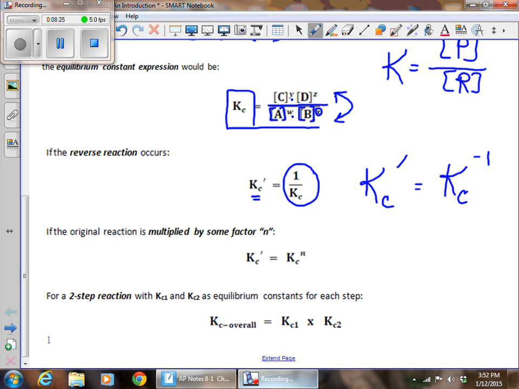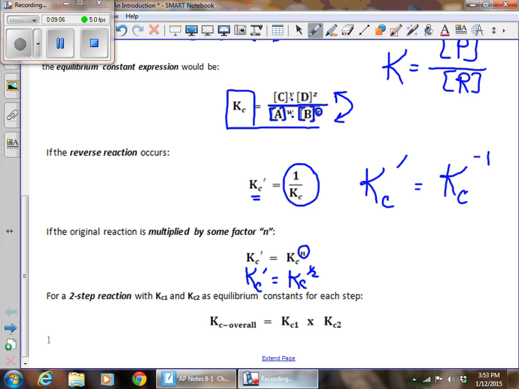If the original reaction is multiplied by some value, for instance everything's doubled, then you are simply going to raise the old Kc value to the power of that factor. For instance, if it was doubled, it would be the old Kc raised to the second power. If you tripled the reaction, it would be the old Kc raised to the third. If you halved the reaction, it would be Kc to the half, or the square root of Kc. So keep those equations in mind.